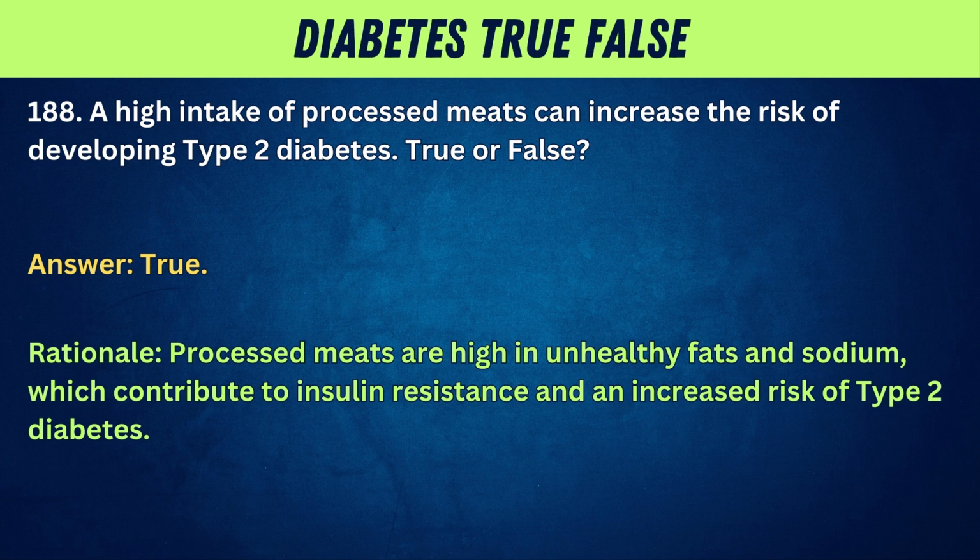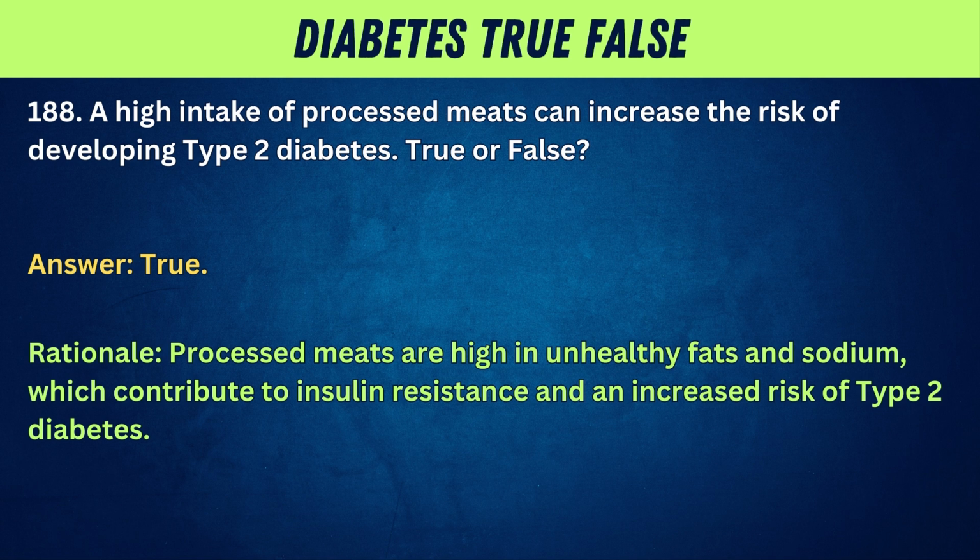188. A high intake of processed meats can increase the risk of developing type 2 diabetes. True or false? Answer: true. Rationale: processed meats are high in unhealthy fats and sodium, which contribute to insulin resistance and an increased risk of type 2 diabetes.